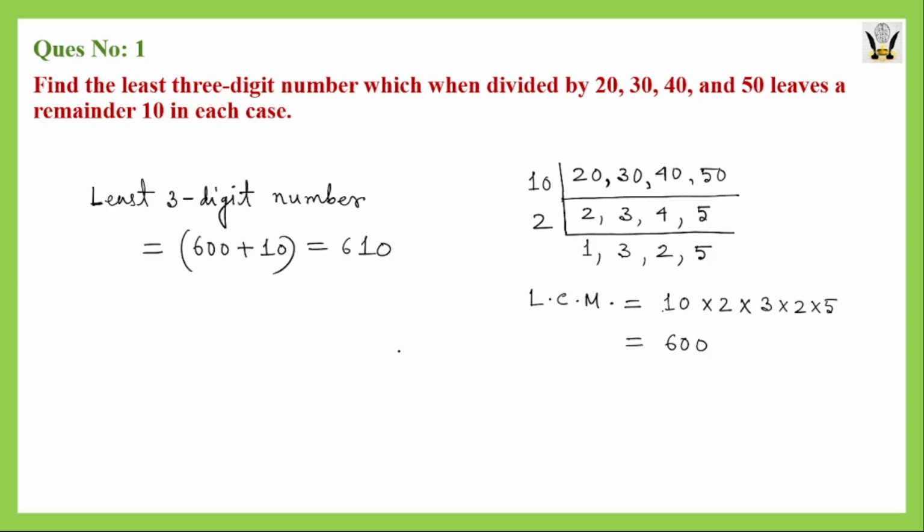Now if we divide 610 by 20, then the quotient will be 30 and the remainder will be 10. If we divide 610 by 30, the quotient will be 20 and the remainder will be 10. And the same will be applicable for 40 and 50 also. For both of them, the remainder will be 10.